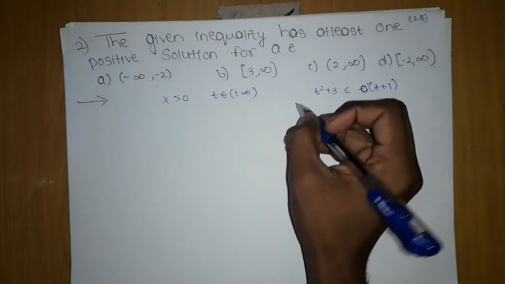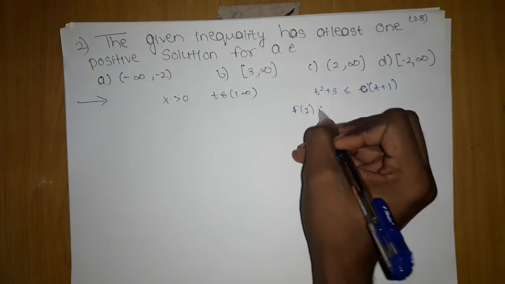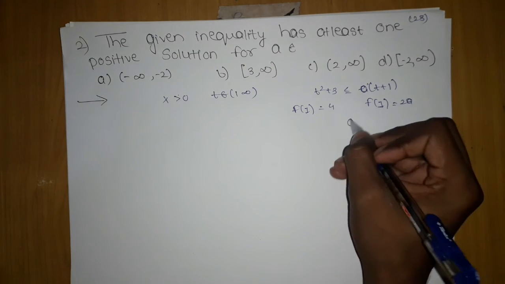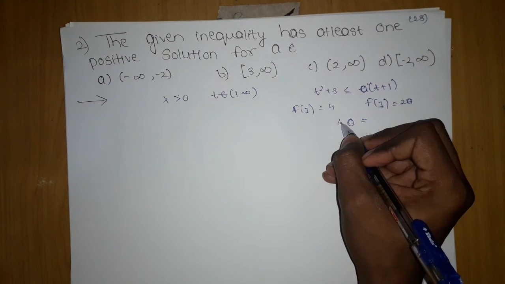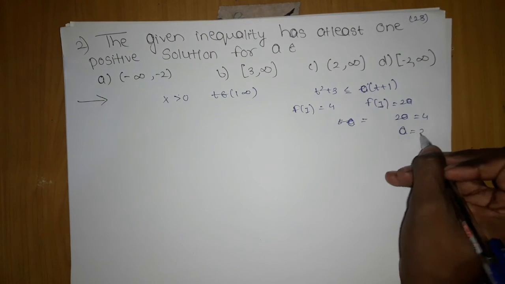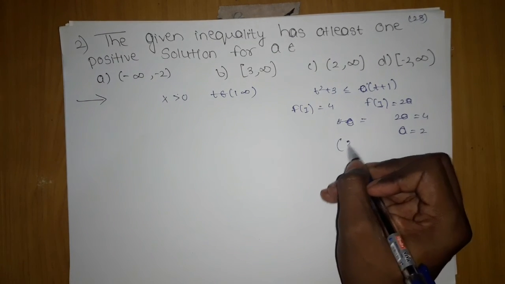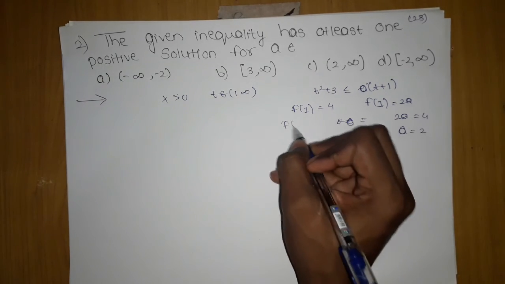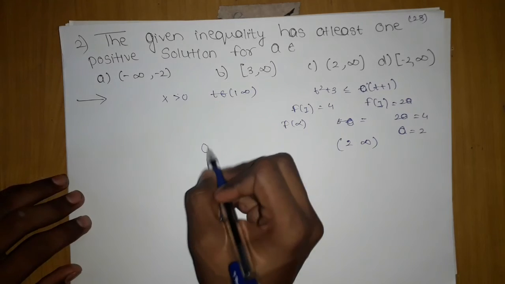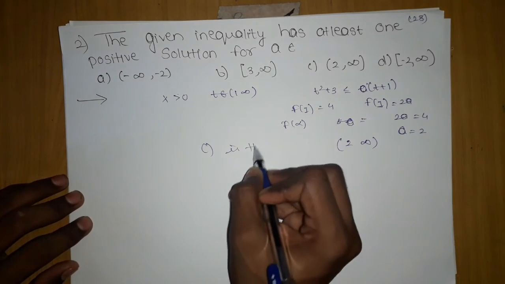Okay, so if I check f of 1, what I get is 4, and g of 1, what I get is 2a. So 2a is equal to 4, a is equal to 2. So 2, and at infinity, f of infinity and g of infinity both will be infinity. So which is the option? C is the answer. C is the answer.